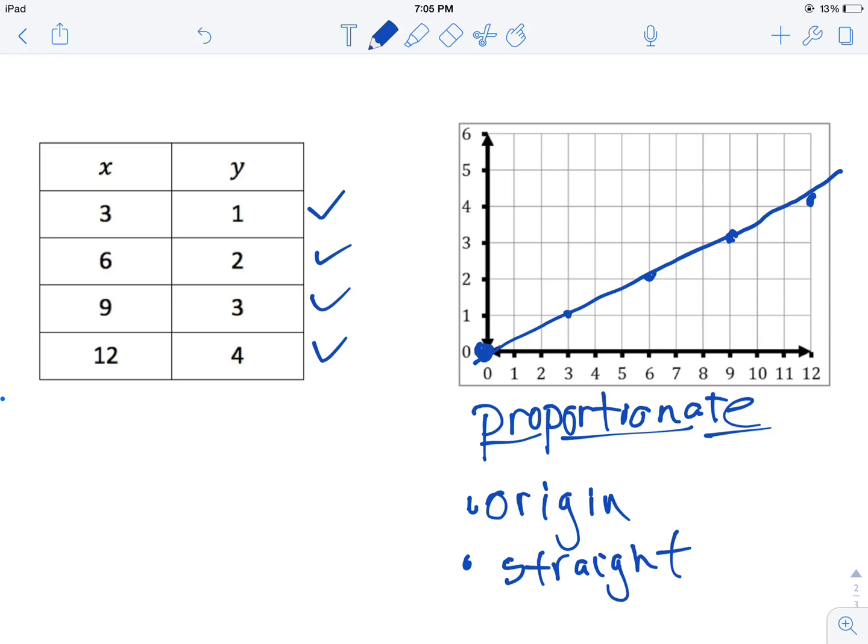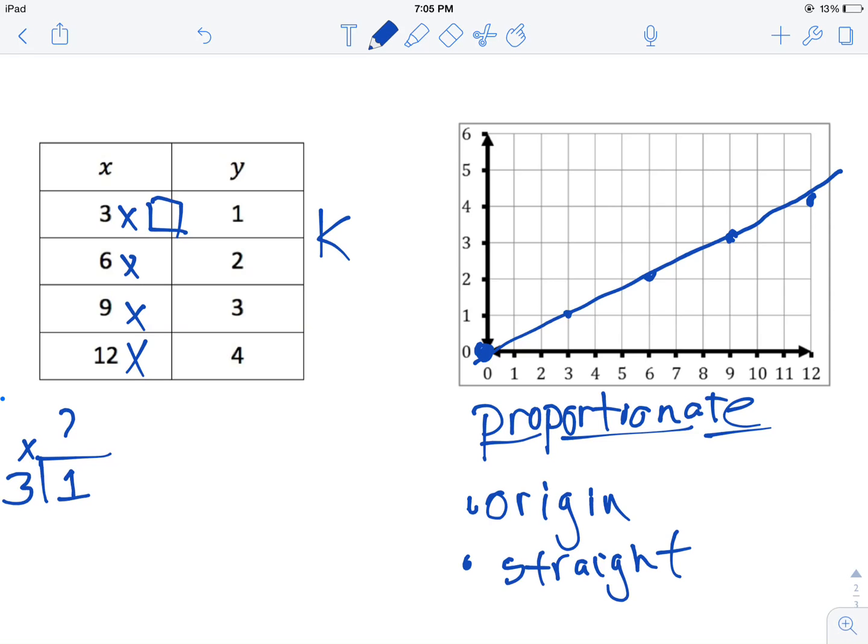How can we check? Well, we mentioned earlier that if they have the same constant of proportionality, the same multiplier, then we would have a proportionate relationship. So let's see. How can I find out what this multiplier would be? 3 times what equals 1? Well, you probably know that that's a division problem, right? 3 times what number would equal 1? So we're going to take 1 and divide it by 3.